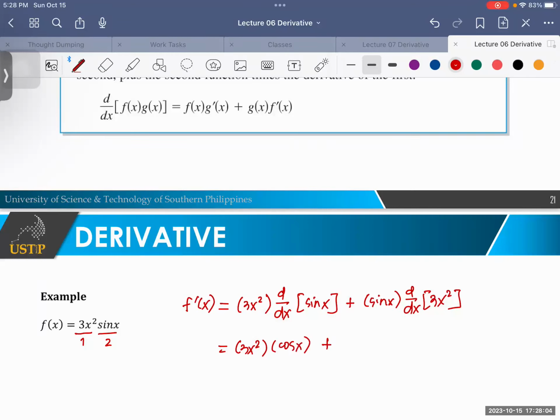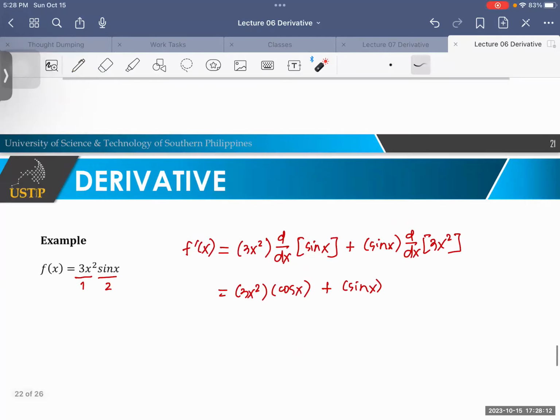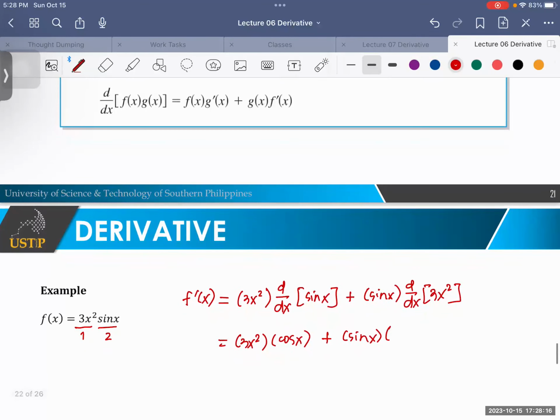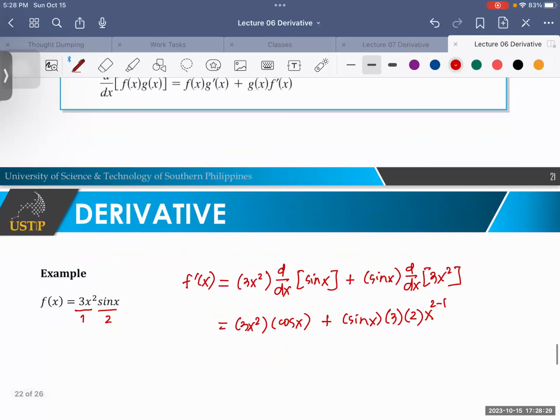Plus, copy sin x. And the derivative of 3x squared is using the power rule. So, using the power rule, copy the 3 there, multiplied by 2, which is the exponent, times x raised to 2 minus 1, or 1 is the exponent.